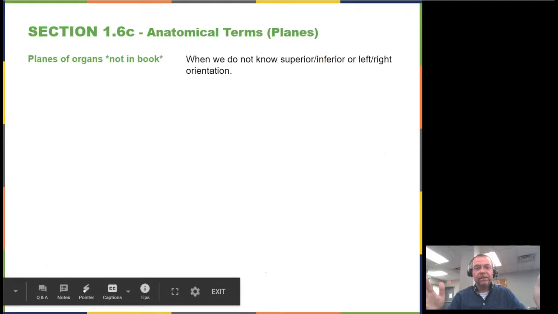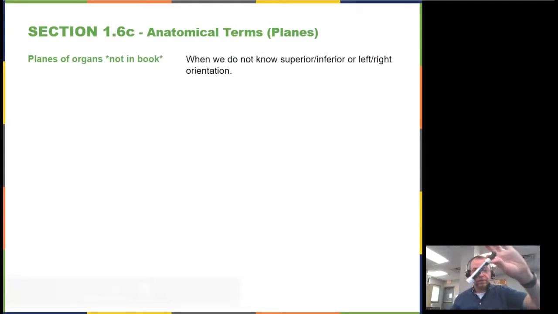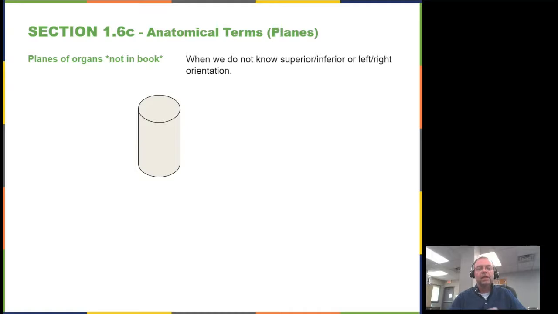Now, what do we do if we have an organ and we don't know what is right and left, what is top and bottom, what is front or back? Okay? So these planes are not in the textbook, but I'd like you to know them, please. First one, if we have an organ, let's say it's like a hot dog, for example, hot dog shape, or like a femur. Okay, if we don't know the orientation, we don't know front, back, right, left, but we know we want to slice it lengthwise, so along the long axis.